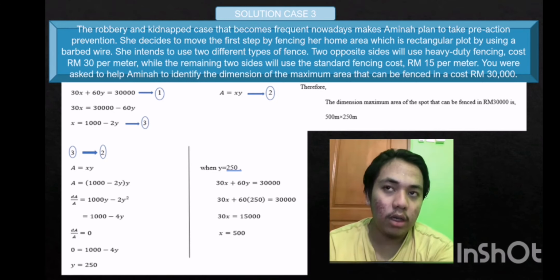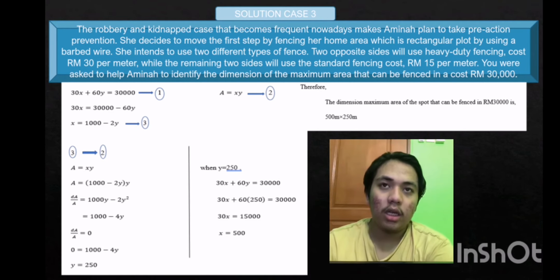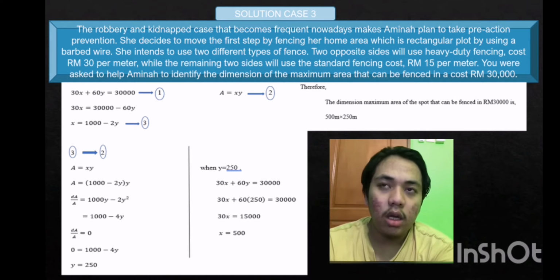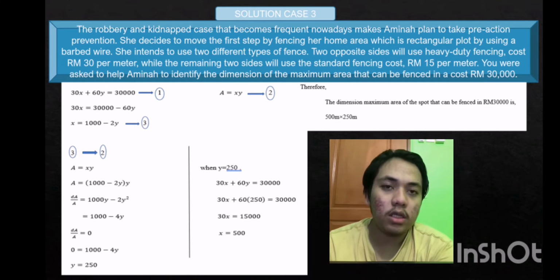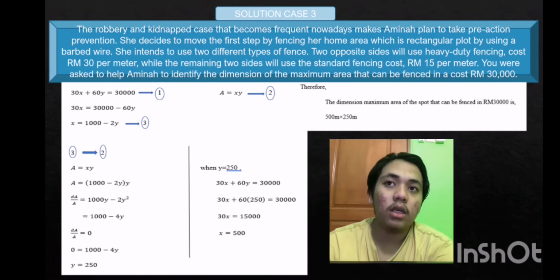Let me brief a little bit for case study 3. Case study 3 is about Aminah, who decides to move first step by fencing her home area, which is a rectangular plot, by using barbed wire due to the robbery and kidnap cases that are increasing in her neighborhood.